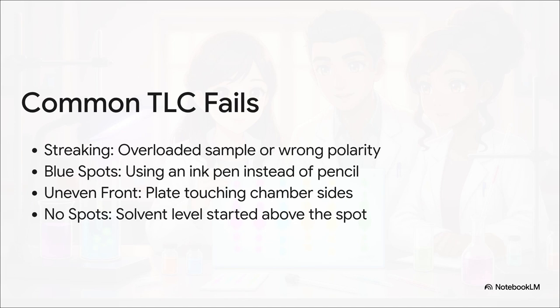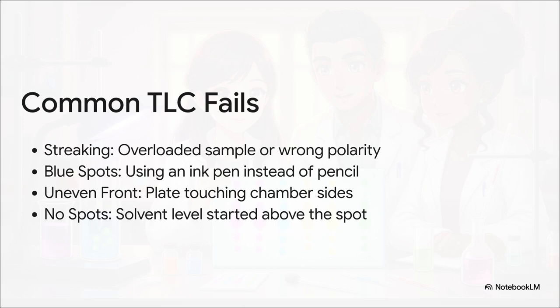If you get streaking, well, it usually means you overloaded the plate by applying way too much sample, or maybe you picked a solvent system with the wrong polarity. What if you're seeing weird, smeared blue spots everywhere? Yeah, that's the classic rookie blunder of drawing your start line with a leaky ink pen. Remember, ink is made of compounds that separate just like your sample. If you get an uneven solvent front, it usually means your plate was leaning sideways against the chamber wall. And if you have absolutely no spots at all, ouch, you probably filled the chamber with way too much solvent and your sample just completely dissolved into the liquid pool before it even had a chance to travel up the silica track.